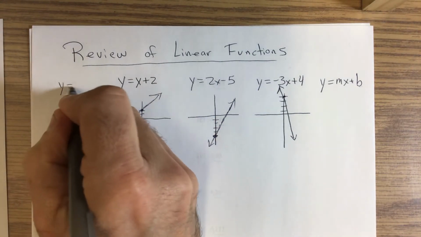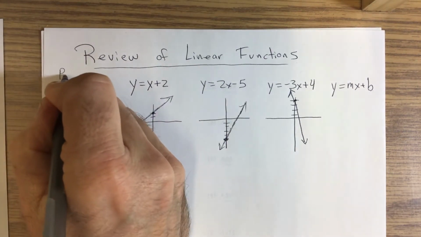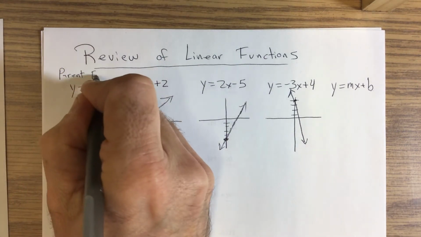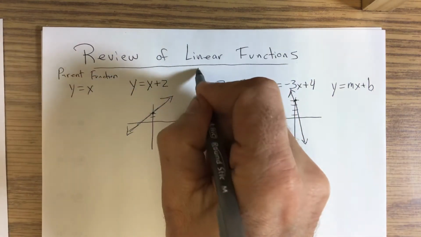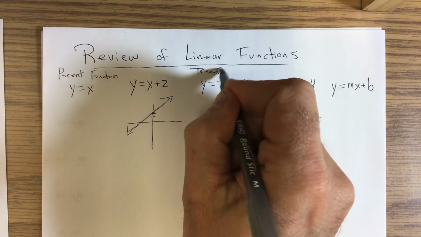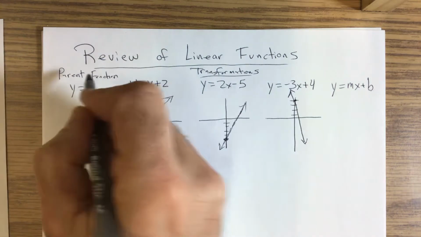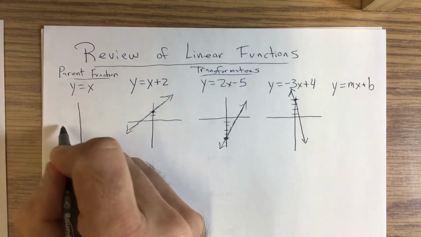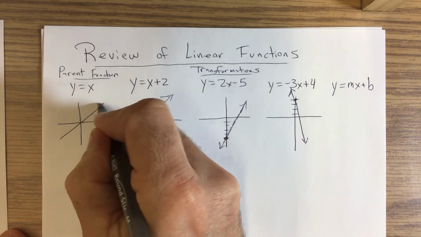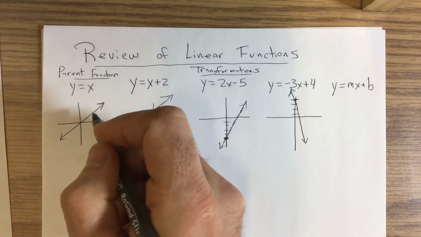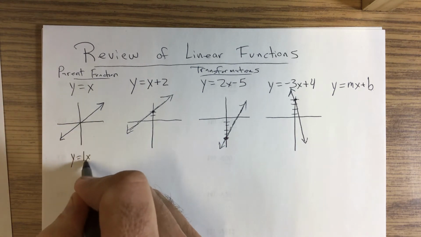And then you have this function y equals x, and this one here is what we call the parent function. Parent function, meaning that all these other functions are just what we call transformations of that parent function. In other words, if you sketch the graph of y equals x, it looks like this. Perfect diagonal. Another way to think of y equals x is y equals 1x plus 0.